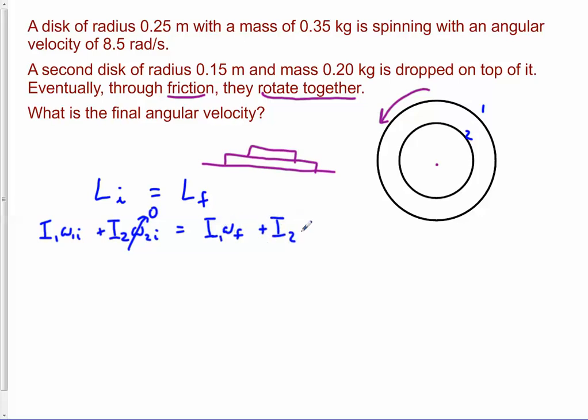So I1 omega f plus I2 omega f. And in this case, I don't need a 1 and a 2 on omega f because they're going to rotate together, so they're going to have the same omega f. It's the same number here and here. And that's what I want, right? I want to solve for that omega f. In fact, I can right off the bat factor it out because it's common, and then that's what I'm going to solve for.